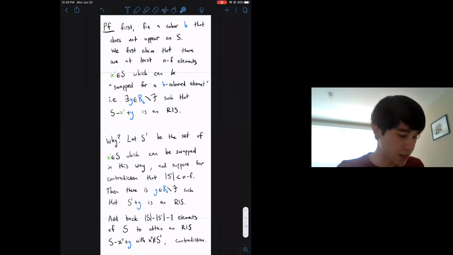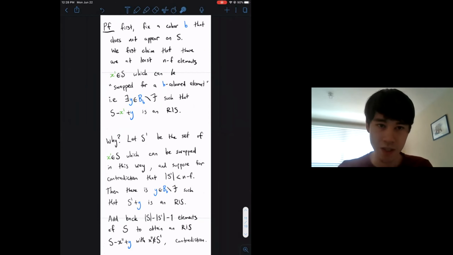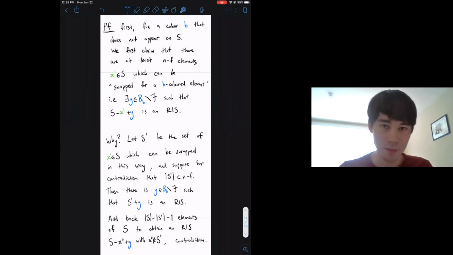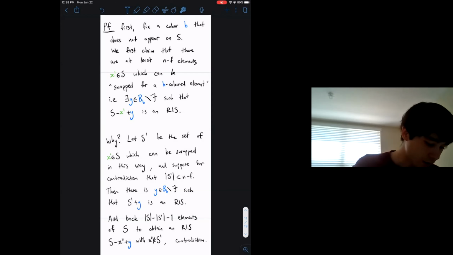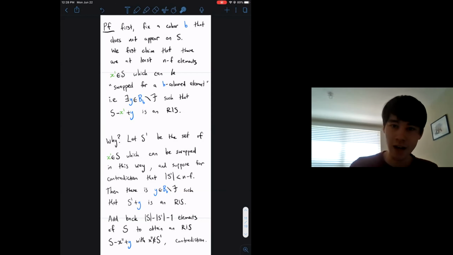Okay, so the reason this is true is as follows. If I let S prime be the set of all x prime which can be swapped out in this way, so all x prime for which there is some y for which this is a rainbow independent set, and I suppose for contradiction there's not enough of them. This set has size less than n minus f. Well, the curly f itself only has at most f elements of color B, because each of its rainbow independent sets is rainbow.